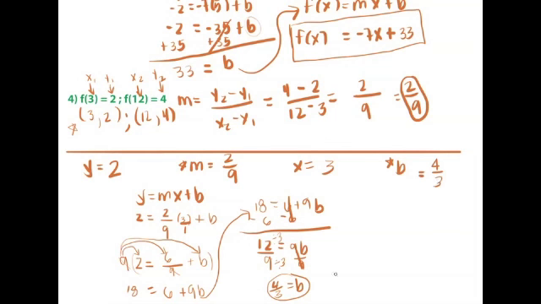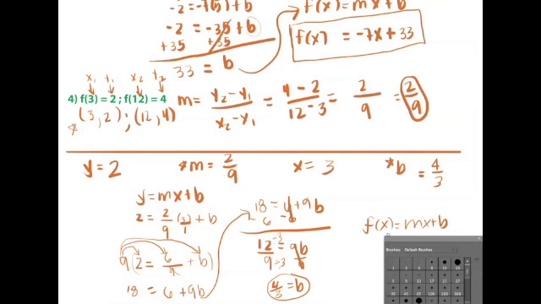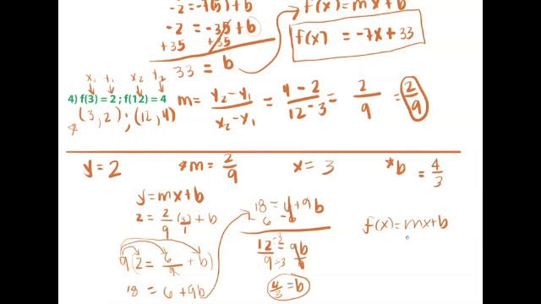Here we go. Last and final thing we have to do is plug it back into f of x equals mx plus b. And here we go. M is 2 over 9. And then b is 4 over 3. So the final answer for this is f of x equals 2 over 9x plus 4 over 3.